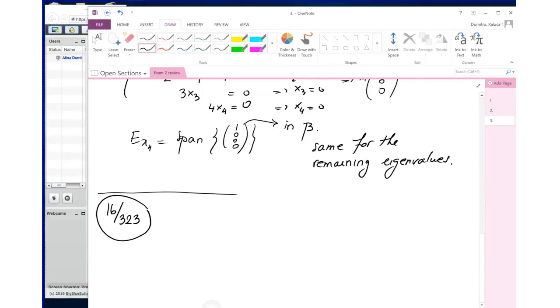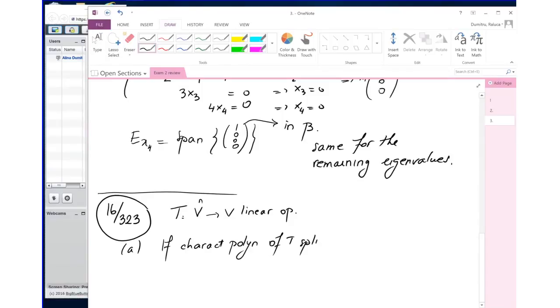T is a linear operator on a finite dimensional vector space V. Part A. Prove that if the characteristic polynomial of T splits, then so does the characteristic polynomial of the restriction of T to any T invariant subspace of V.